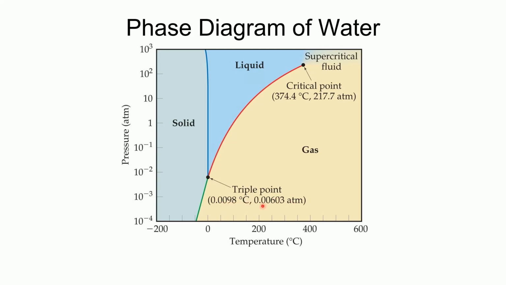0.00098 degrees Celsius at 0.00603 atmospheres. And again, that's where it could exist. The solid, liquid, and gas can all exist at the same temperature pressure combination.